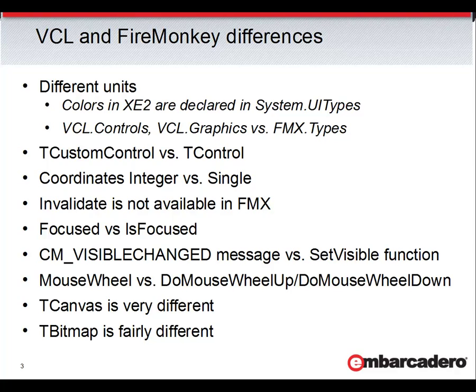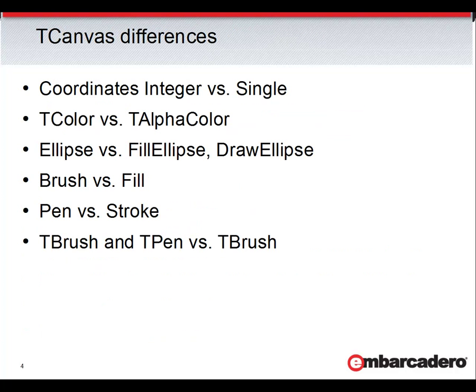The single MouseWheel method in VCL is replaced by two separate DoMouseWheelUp and DoMouseWheelDown methods in FireMonkey. The TCanvas implementations and functionality of VCL and FireMonkey are very different. The same applies for TBitmap. The two TBitmaps do have a fair number of differences. For this session, we should pay more attention to the differences between the two TCanvas implementations.